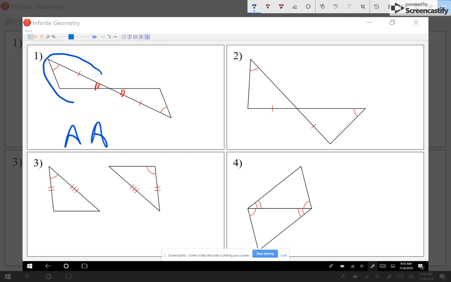I'm going to take a look at one triangle. The side is right in between the angles. So I'm looking at angle, side, angle. The other picture is marked the same way, so we're good.